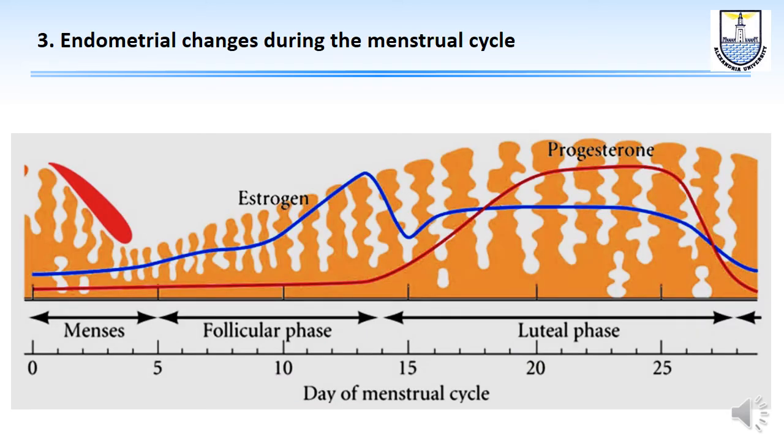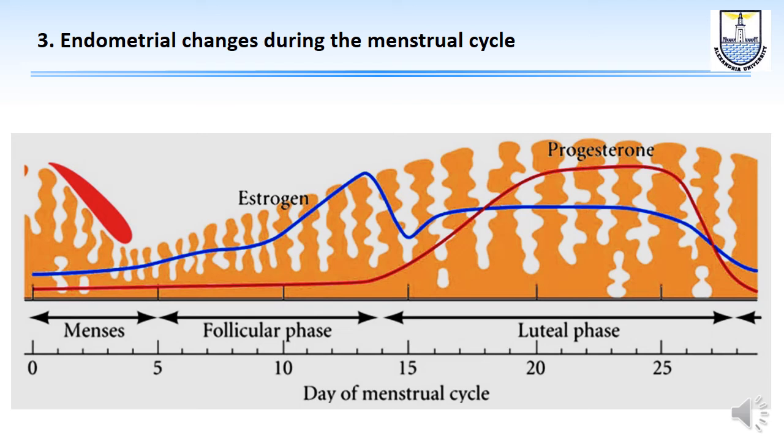The third group of changes are the endometrial changes during the menstrual cycle. You can see this cycle is divided into the 5 days of menses, then from 5 to 15 the follicular phase, then from 15 to 20 the luteal phase. During the follicular phase, under the effect of estrogen or estradiol, the endometrium starts to grow and reaches a good thickness in the pre-ovulatory period, just before ovulation. This thickness remains more or less until the next cycle.